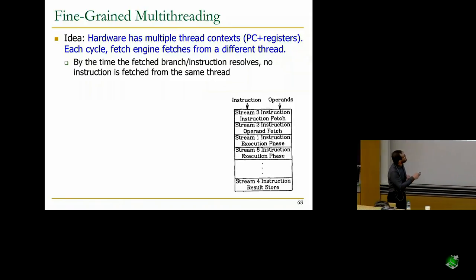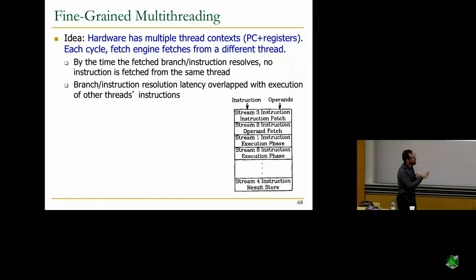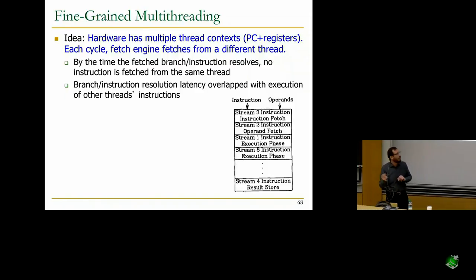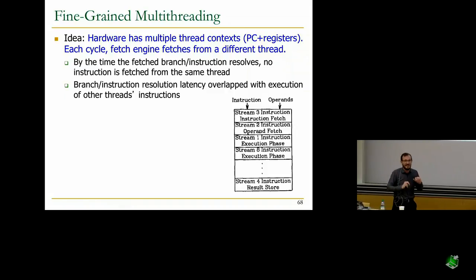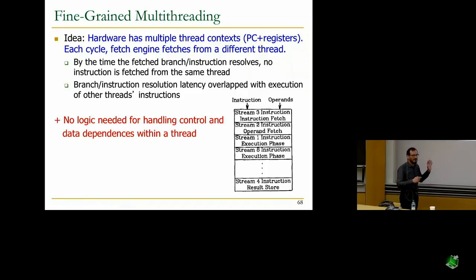So by the time the branch instruction resolves, there's no instruction fetched from the same thread, which means that another way of thinking about it is the latency of resolution of a branch, or any instruction that produces data that's needed by some other instruction, is overlapped with the execution of other threads' instructions, independent stuff, which means that there is no need for handling control and data dependencies within a thread. That's beautiful. You got rid of it.